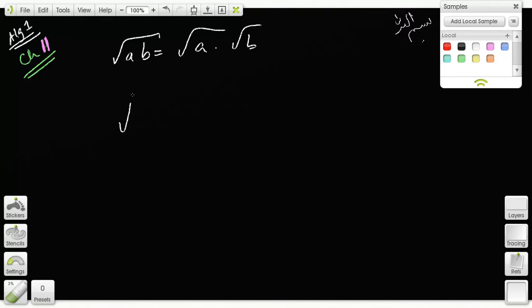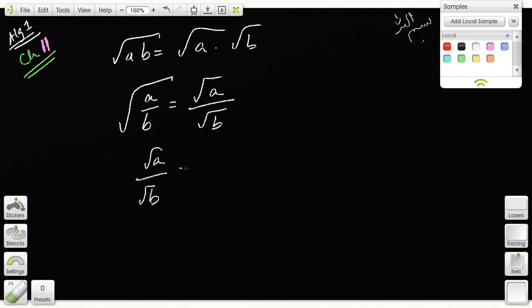This is one you need to know: square root of a over b. If you have a fraction like this, you can simplify it as square root of a over square root of b. Fair? And the same way it goes backwards: square root of a over square root of b equals, you can bring them under one umbrella like that.